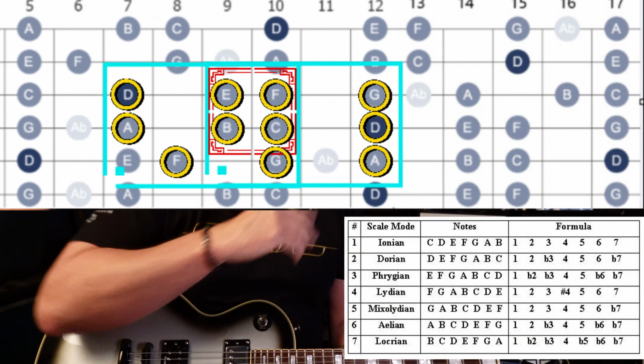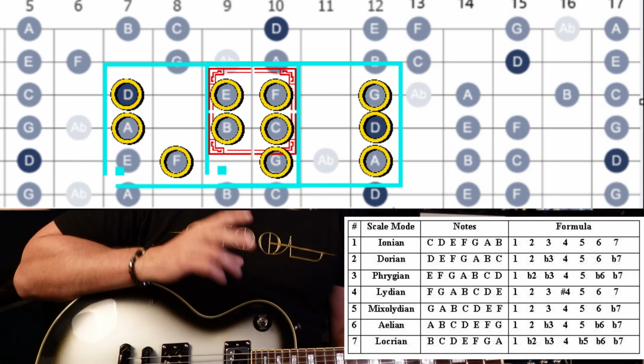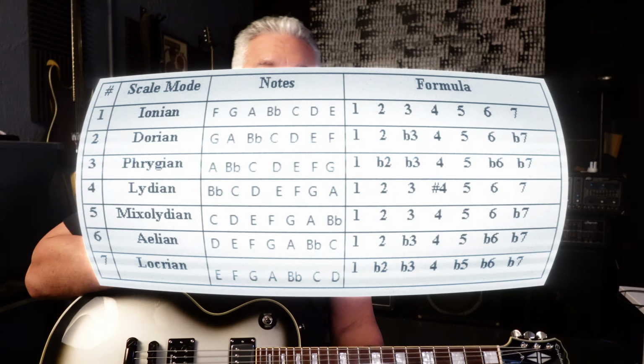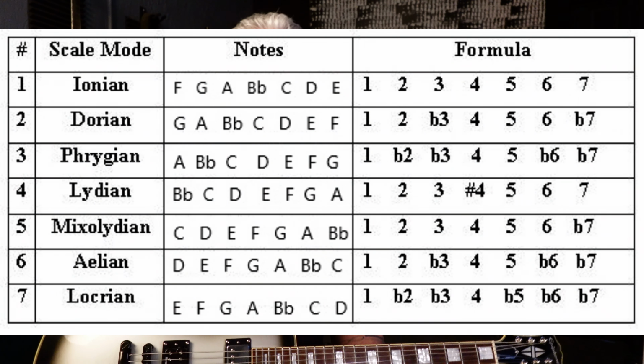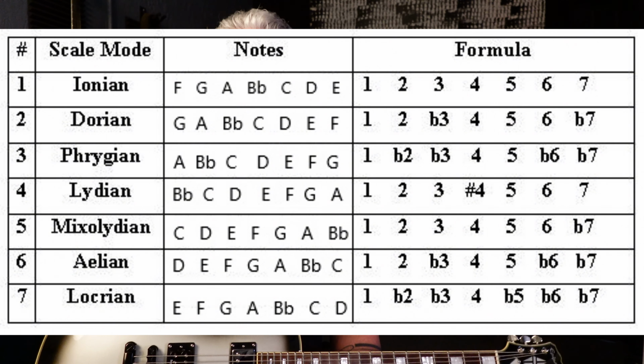because A is the 6th degree of C Ionian, right? But what we're really going to end up doing here is finally transitioning into D Aeolian, which is the most commonly used scale in most Tool songs. Most Tool songs are in D Aeolian, which is really F Ionian because of the relationship of the box of 4. We're going to go over that finally when we get there.